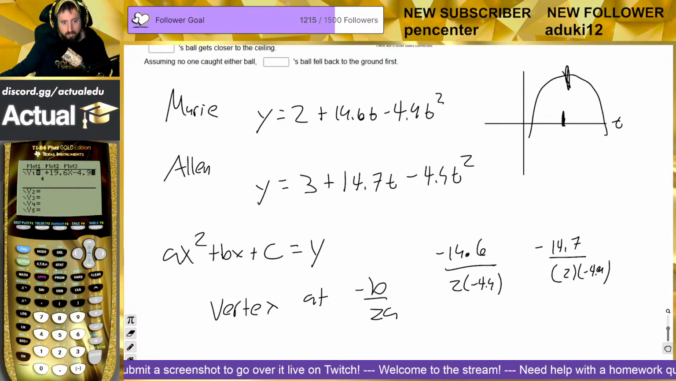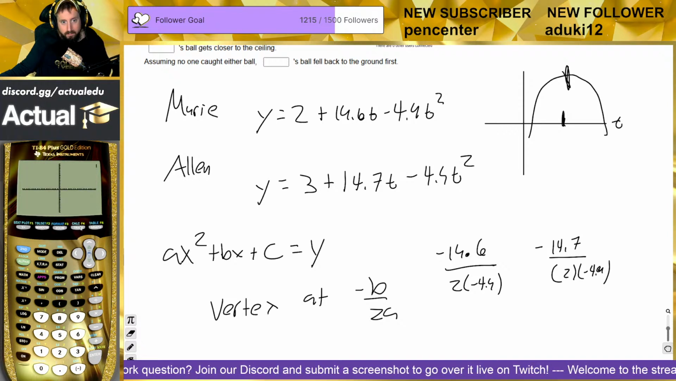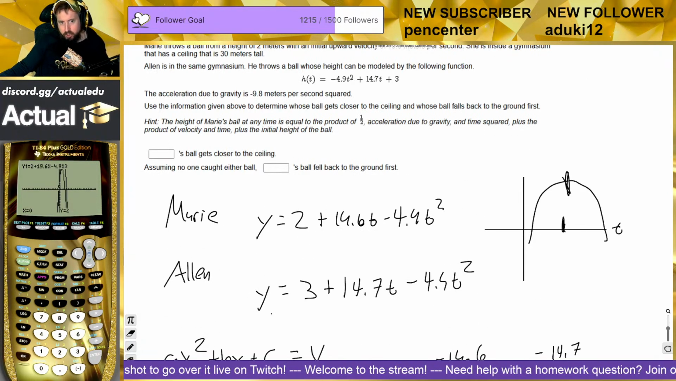Well, let's see. So this is his. And this is his 3 plus 0.7x minus 4.9x squared. Cool. Let's graph them. First one's that. Second one's that. Okay. So Marie gets closer for sure. So Marie's gets closer.